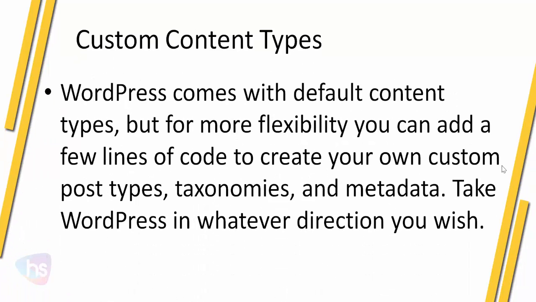And custom content types. WordPress comes with default content types, but it is more flexible. You can add a few lines of code to create your own custom post types, taxonomies, and metadata. Take WordPress in whatever direction you wish for your WordPress site to function.